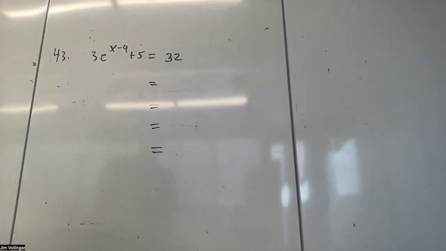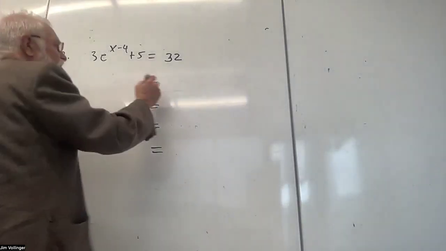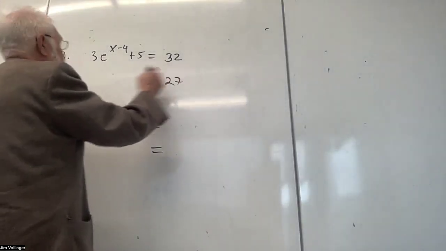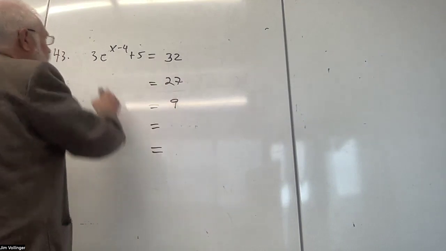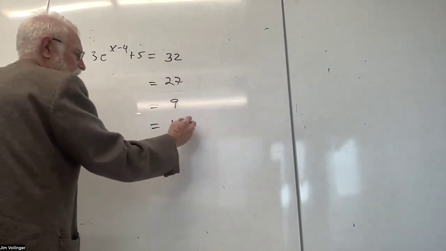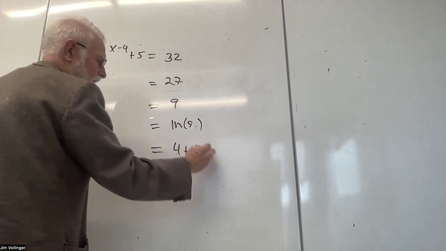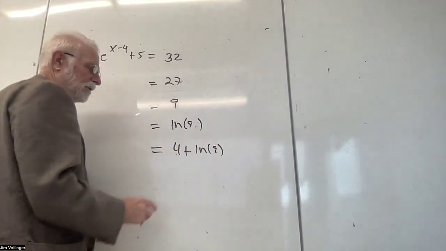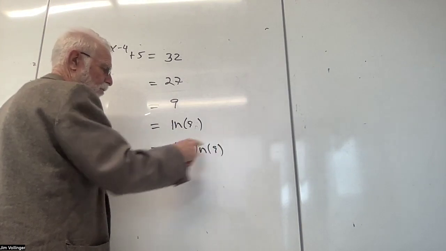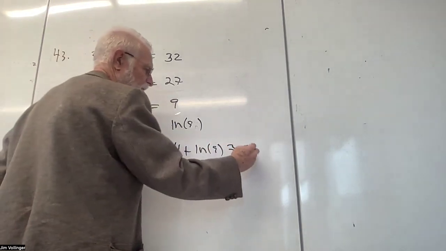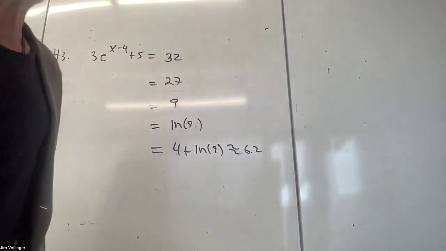5 more minutes. So how do I do this problem? I subtract 5. That's 27. I divide by 3. That's 9. I do the inverse of e. That's the ln of 9. And I add 4. 4 plus the ln of 9. Sure would be nice if you could figure out what that is. Ln of 3 is 1.1, so 2.2 plus 4. It's approximately 6.2. All right, hope I didn't make a mistake.